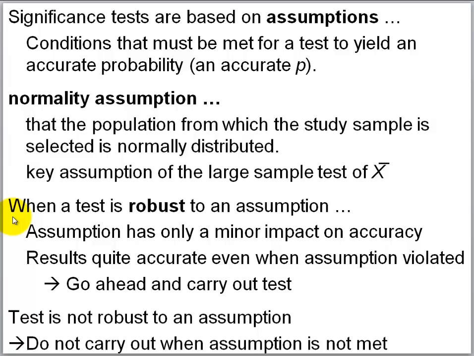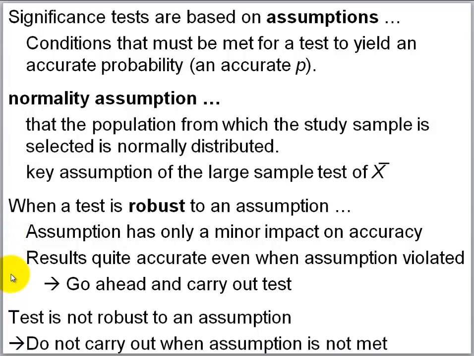Sometimes a statistical significance test is robust to an assumption. Now, when a test is robust to an assumption, failure to meet that assumption has only a minor impact on the accuracy of the test results. Predominantly, we mean only a minor impact on the p-value.